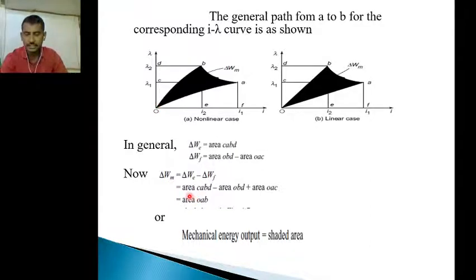The area of CABD and the area of OAC can be given as this. The total area is this area. If you subtract this total area from the area OBD, then what is the remaining area? The shaded area. So here what we observe is that the mechanical energy output is nothing but the shaded area.